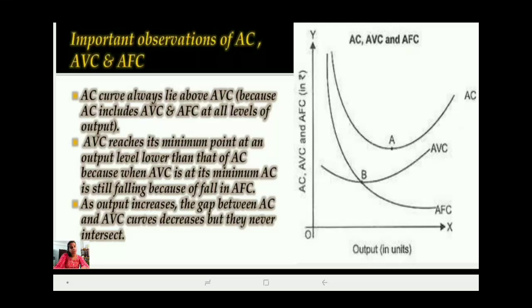Last relationship between average cost and average variable cost is that as output increases, the gap between average cost and the average variable cost decreases. So initially the gap is more between average cost and average variable cost. But as soon as we increase the output, the gap between the average cost and average variable cost is decreasing. But remember, they never intersect each other. Although the gap is decreasing, they will never intersect each other. So this is the relationship between average cost, average fixed cost and average variable cost.